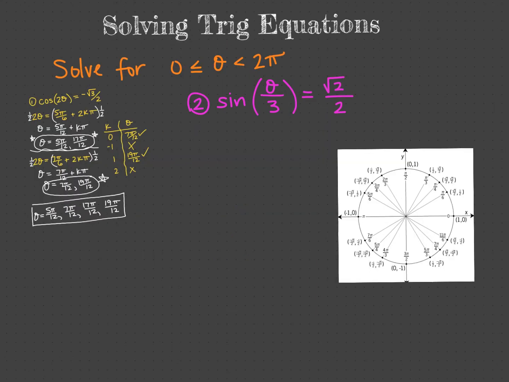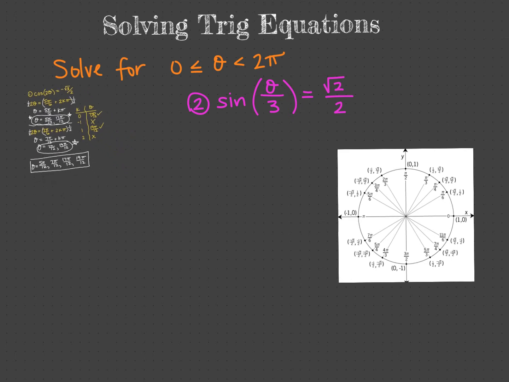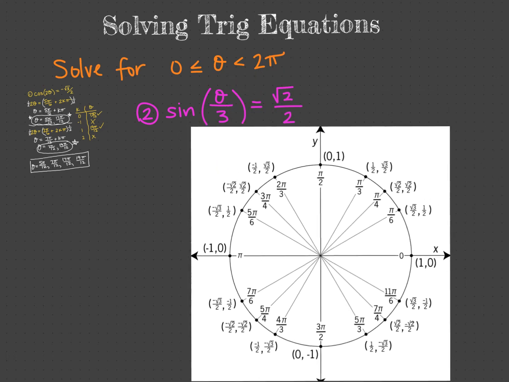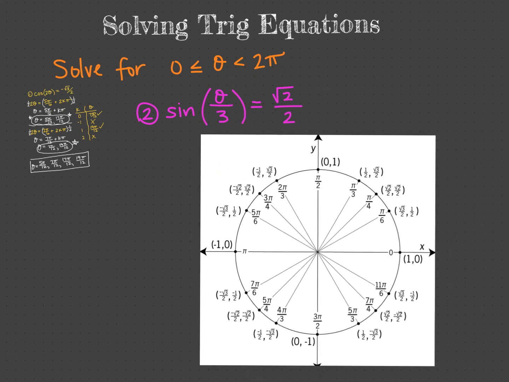Our next equation looks very similar. We have the sine of theta over 3 equals root 2 over 2. Well, if we had just the sine of theta equals root 2 over 2, we just want to look at our unit circle and see where the sine is root 2 over 2. Well, we know that the root 2 over 2's go with the pi over 4 family, and sine is positive in quadrants 1 and 2. So what's inside here needs to equal pi over 4 and 3 pi over 4, since that's where the sine is root 2 over 2.